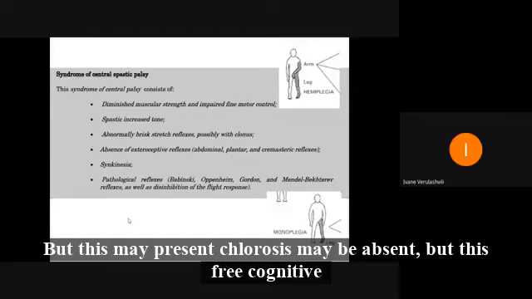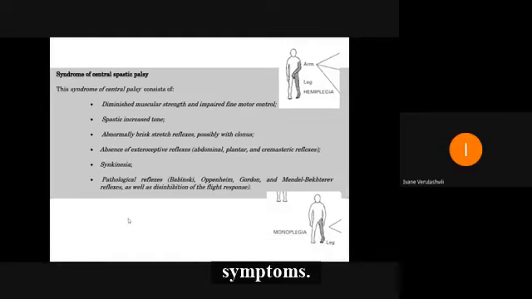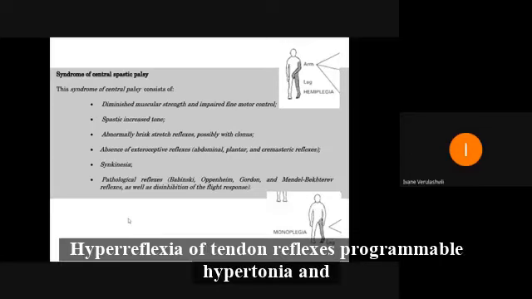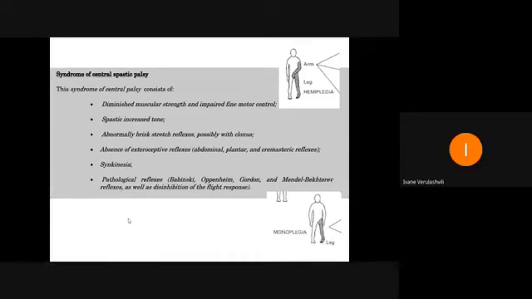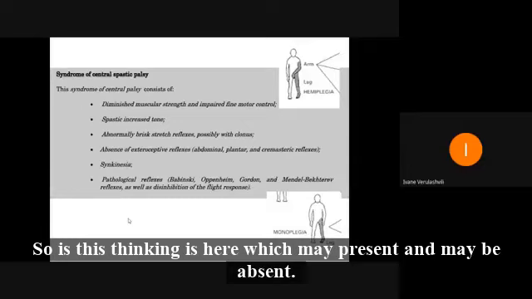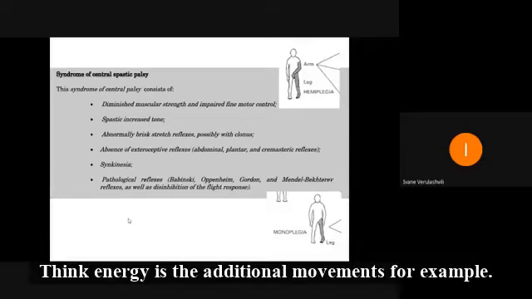But these three cardinal symptoms, hyperreflexia of tendon reflexes, pyramidal hypertonia, and pathological reflexes, are observed in all cases of central spastic palsy. So is the synkinesia, which may be present and may be absent. Synkinesia is the additional movements.